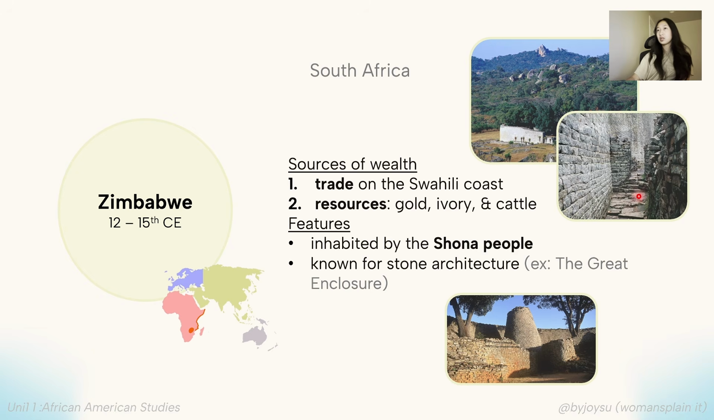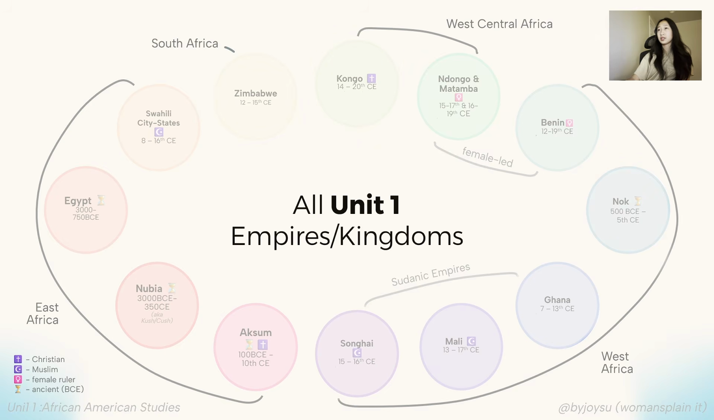The photos on screen right now are photos of Great Zimbabwe, which is the kingdom's capital. The Great Enclosure was a big religious and administrative site. You can also see here a conical structure, which historians are pretty sure once functioned as a granary. It would have held cereal grains. So as of this point, we have officially hit all 12 of College Board's empires and kingdoms from pre-colonial Africa. Now we are on the very last stretch, 1.11.